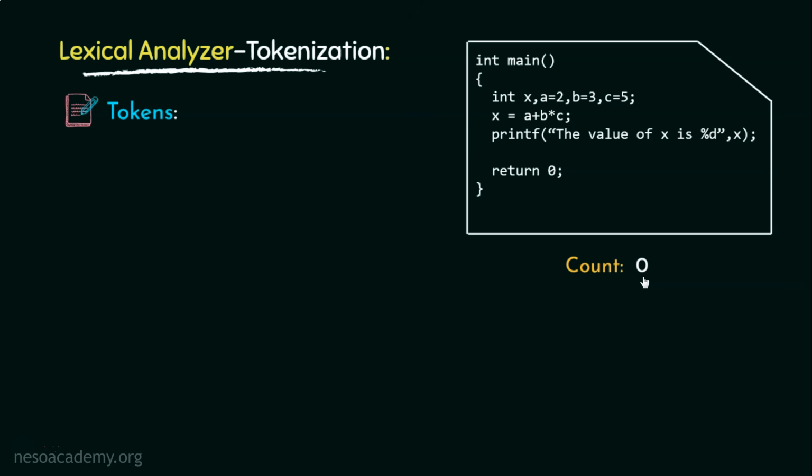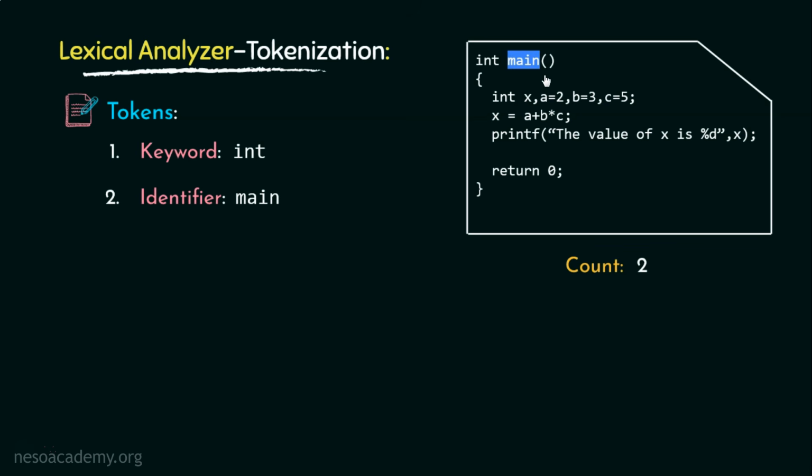Let's begin. Now the very first token that we encounter is int. Int is actually a keyword in C. So now the count becomes 1. The next token is main. Now this one is the name of this function. So simply it's an identifier. Basically, using it, we can identify this function. Let's increment the count. It is 2 now.